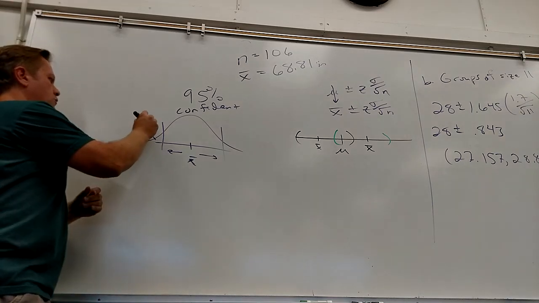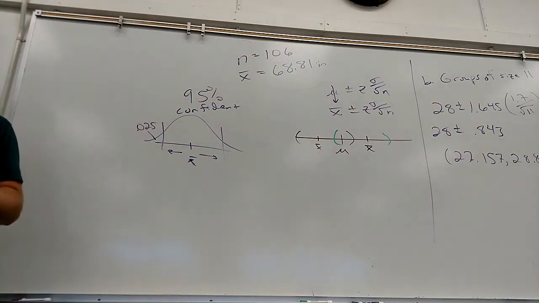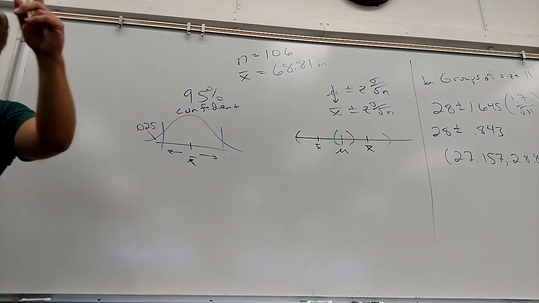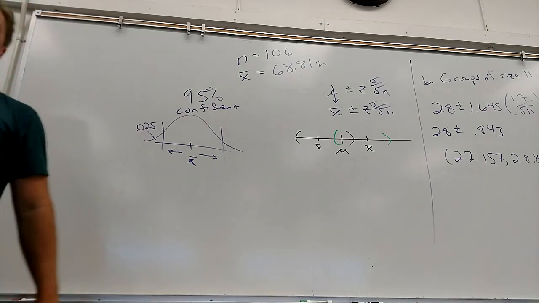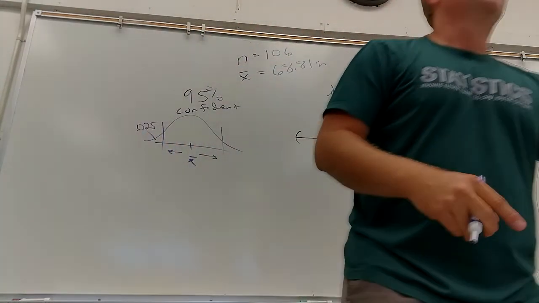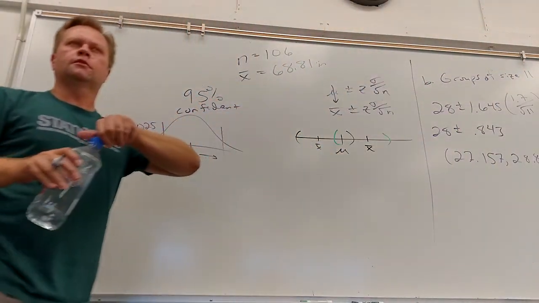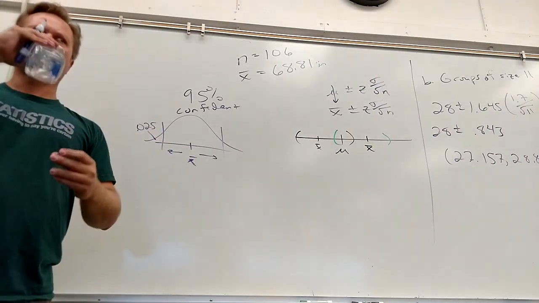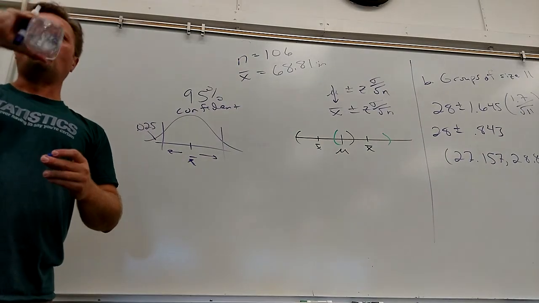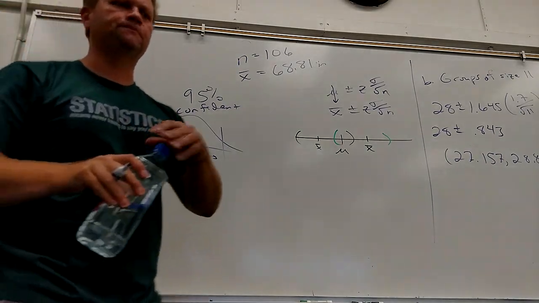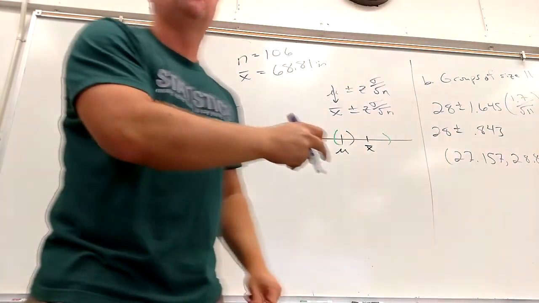So 0.025. If you look that up in your z-score chart, what z-score do you get? Mine is 1.96. 1.96, I love it.